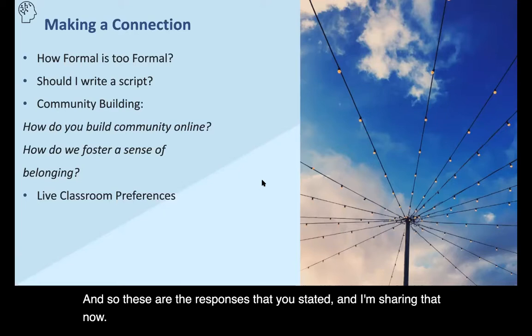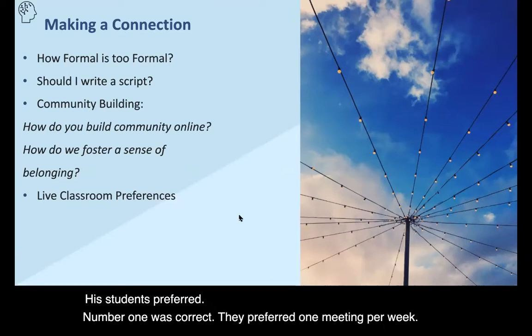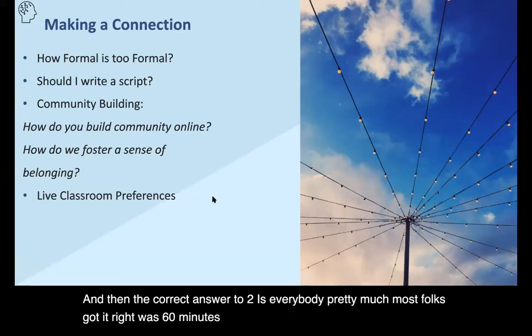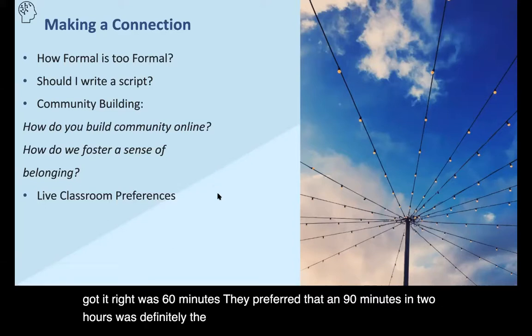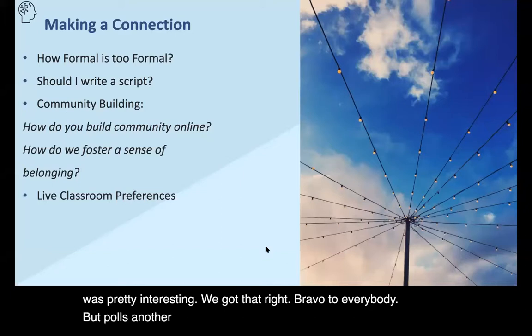The correct answer to number one is, students preferred one meeting per week. And then the correct answer to number two, most folks got it right, was 60 minutes. They preferred that. And 90 minutes and 2 hours were definitely the lowest preferred time lengths. So I thought that was pretty interesting. We got that right. Bravo to everybody. But polls are another way to engage your learners this way. It's pretty handy. You can just pop up and click it.